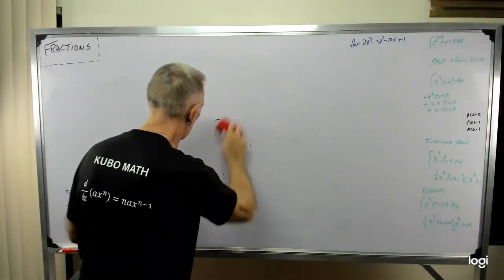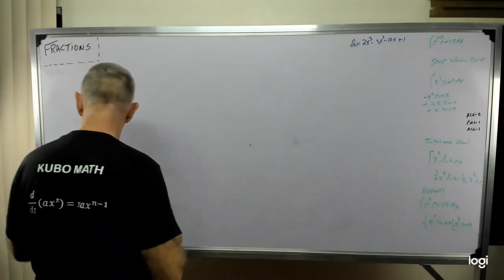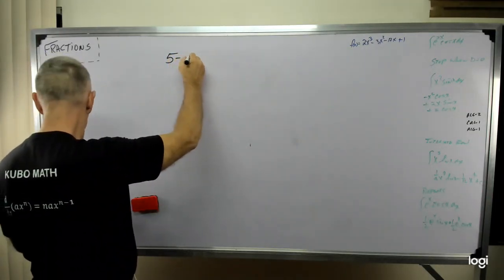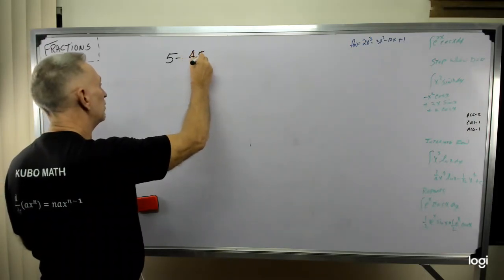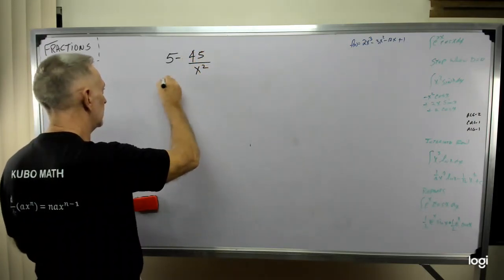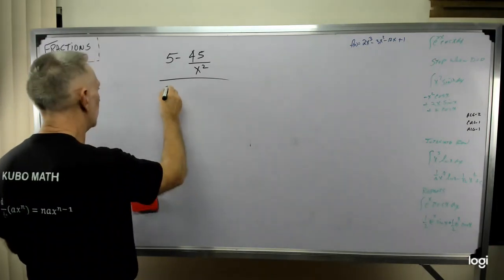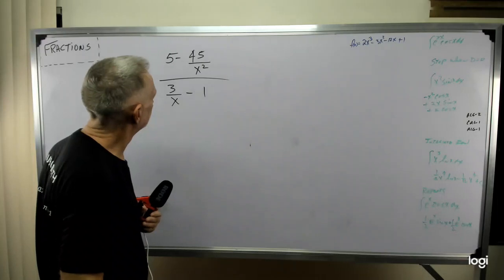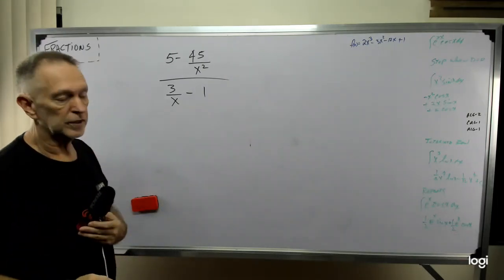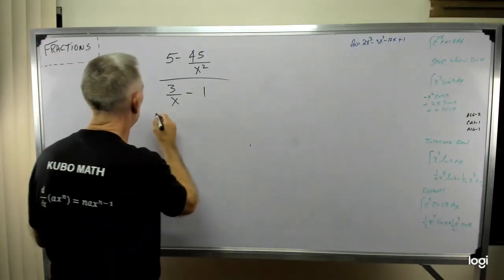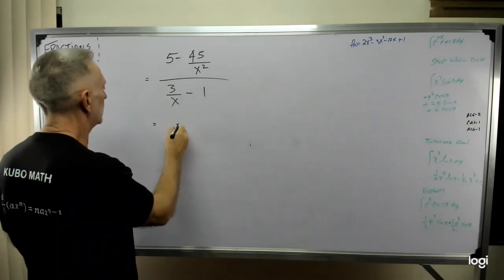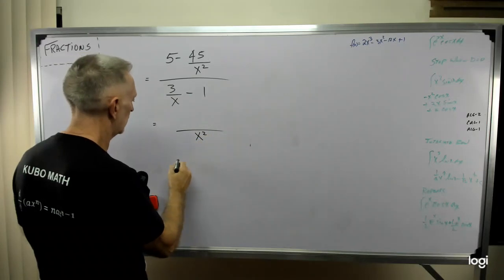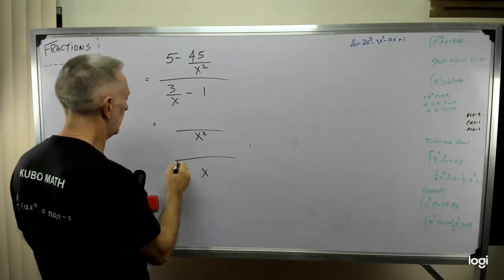I have one more for us. 5 minus 45 over x squared, divided by 3 over x minus 1. Same concept. So we're going to get the top fraction over x squared, and the bottom fraction over x.